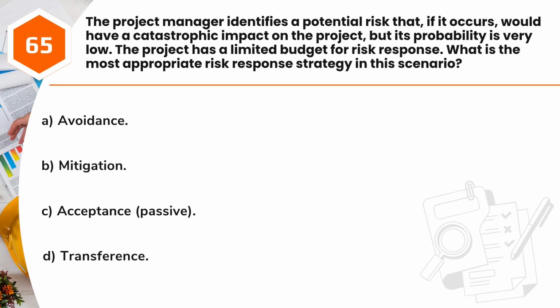Question 65. The project manager identifies a potential risk that, if it occurs, would have a catastrophic impact on the project, but its probability is very low. The project has a limited budget for risk response. What is the most appropriate risk response strategy in this scenario? A. Avoidance. B. Mitigation. C. Acceptance, passive. D. Transference.